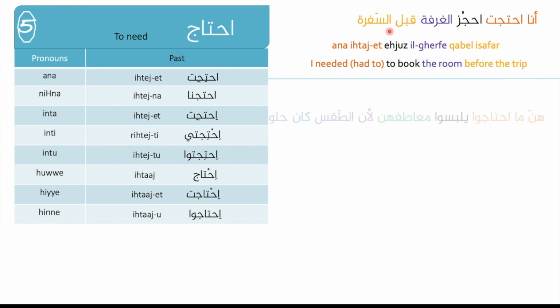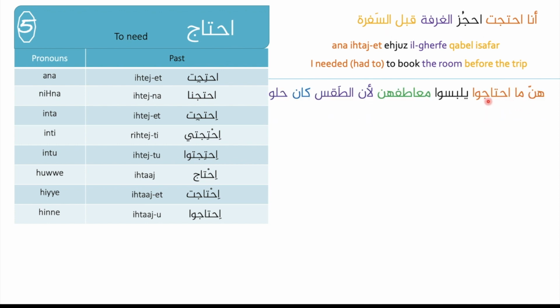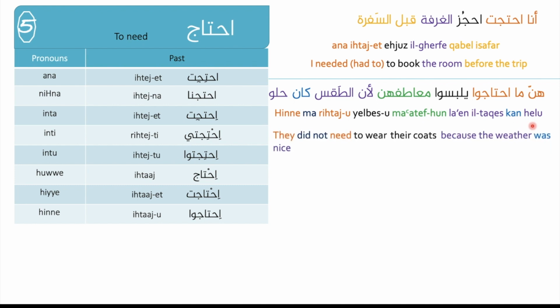The second example. هن ما احتاجوا يلبسوا معاطفهم لأن الطقس كان حلو. They didn't need to wear their coats because the weather was nice.